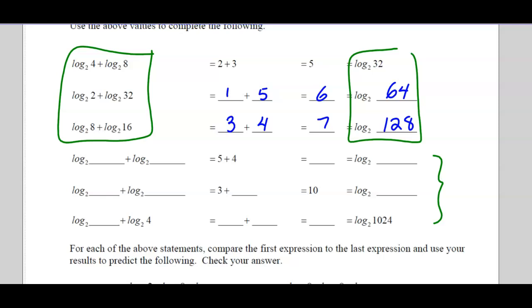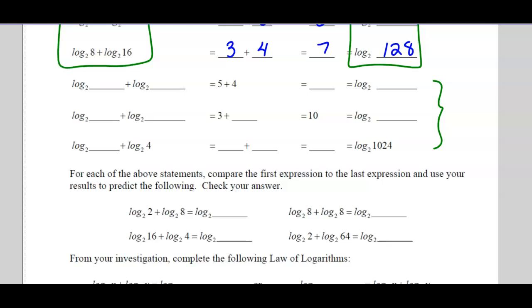So we've done this comparison. Now let's do some questions where we want to show it as a single log. We've got log of 2 base 2 plus log of 8 base 2. What we just learned is that the argument is 16.